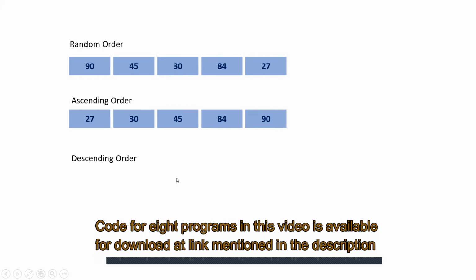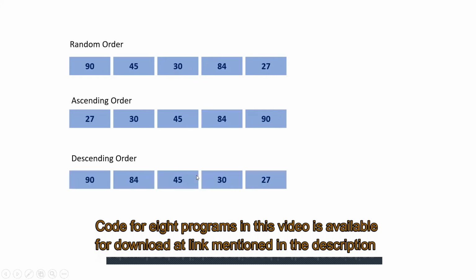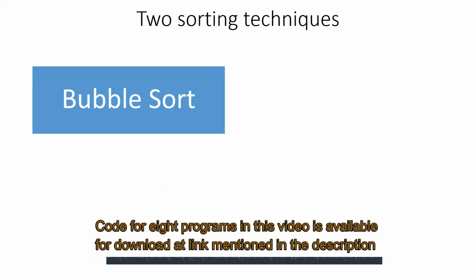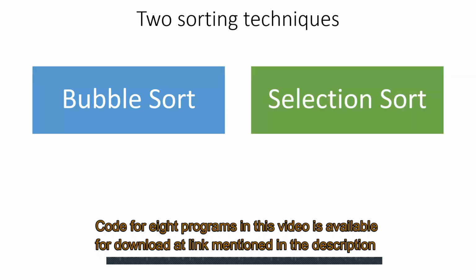Descending order, what happens in descending? The biggest or largest element comes first, and the smallest element comes at the end. So the descending order would be 90, 84, 45, 30, and 27. Now that we know what sorting is, we are going to look at two particular sorting algorithms in Java, bubble sort and selection sort.